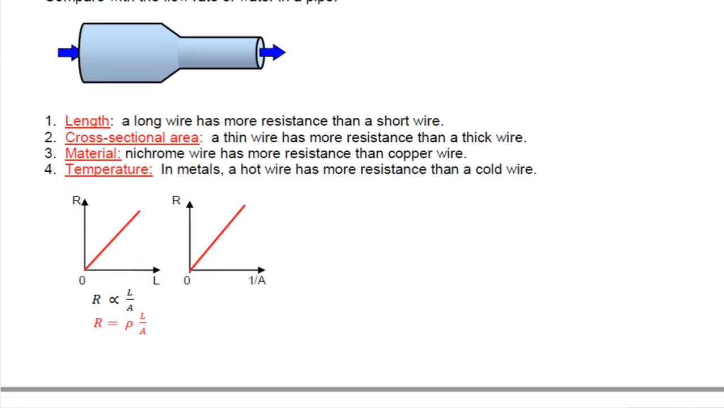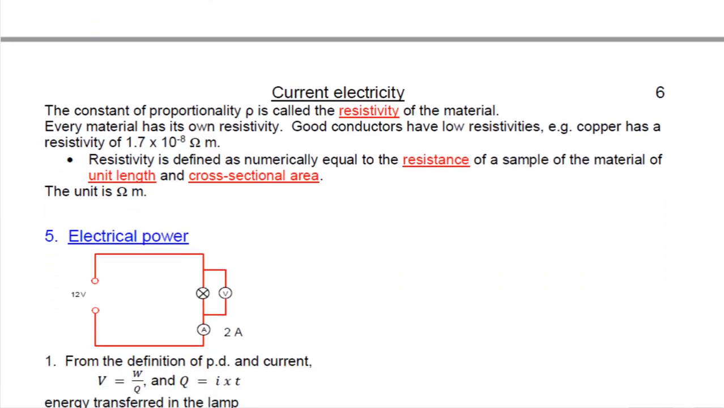Now if you plot a graph of R against L, it's a straight line passing through the origin. Plot a graph of R against 1 over A, it's also a straight line passing through the origin. Remember from graphs, if you plot a graph of R against A, it's supposed to be an inverse relationship. That's the graph of Y against 1 over X. The constant of proportionality is rho, which is resistivity.